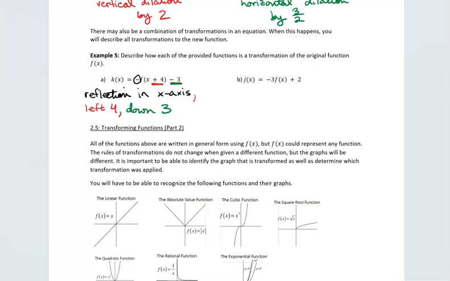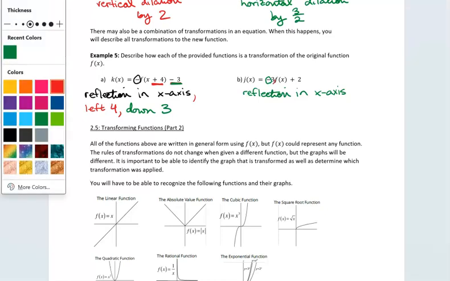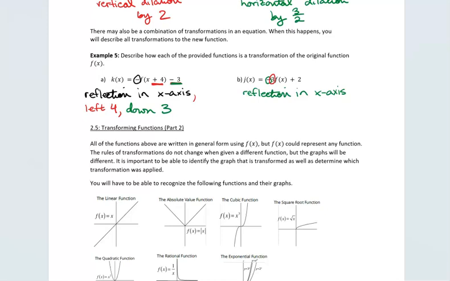Let's do part B. We have a negative here. That negative is a reflection in the x-axis again, because that negative is on the outside. Now, you should notice very, very clearly, right? I purposefully did not put the negative and the 3 together. They are 2 different transformations. The 3 is a vertical dilation.